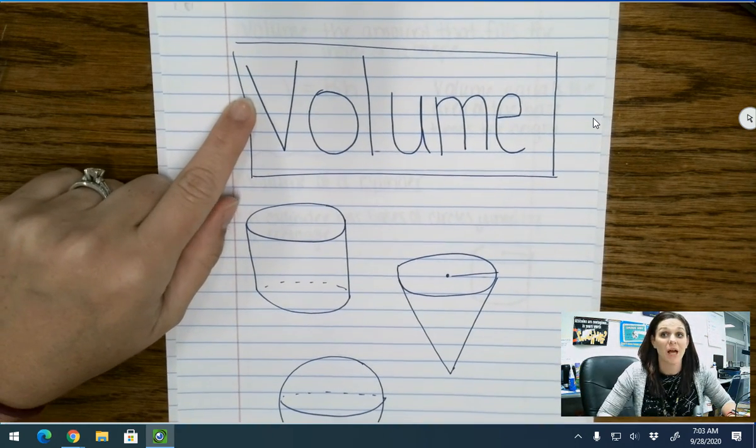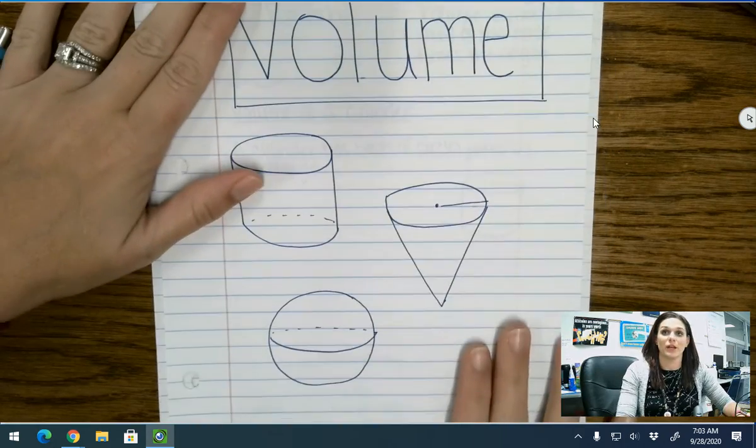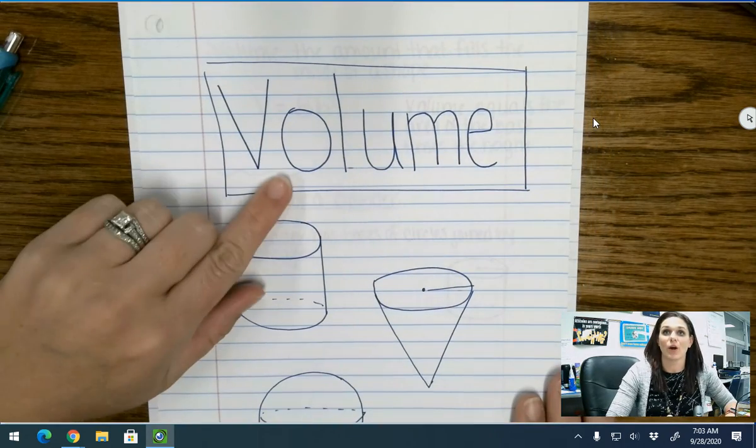We're going to be talking about a new topic, a new lesson, and that is volume. So I would encourage you in your notebooks to take your next sheet of paper and go ahead and label it volume.